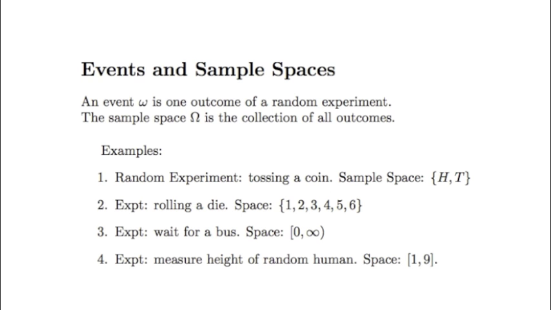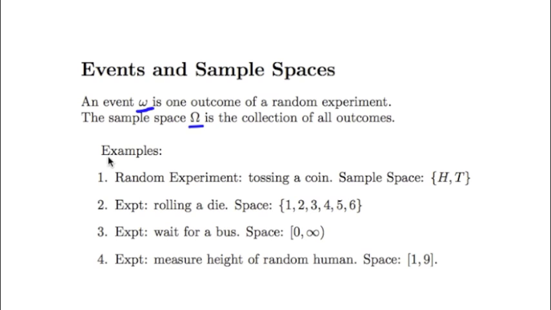Now, the first topic we're going to look at is a discussion of what's called events and sample spaces. Even though you may not explicitly need this in your ML course, it's bound to come up at some future point in more advanced courses. An event, often denoted by little omega, is one outcome of a random experiment. The sample space, capital omega, is the collection of all such outcomes of some random experiment.